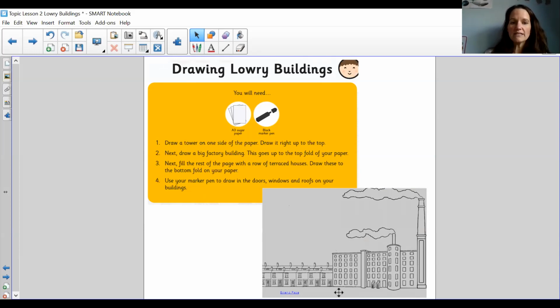Next, fill the rest of the page with a row of terraced houses. Draw these all the way to the edge. And then you can use a felt tip or a pencil to draw in lots and lots of windows.